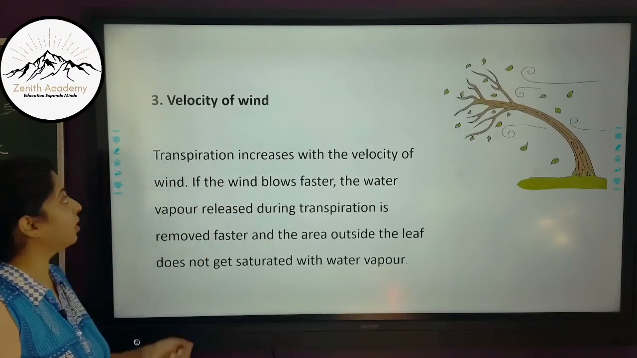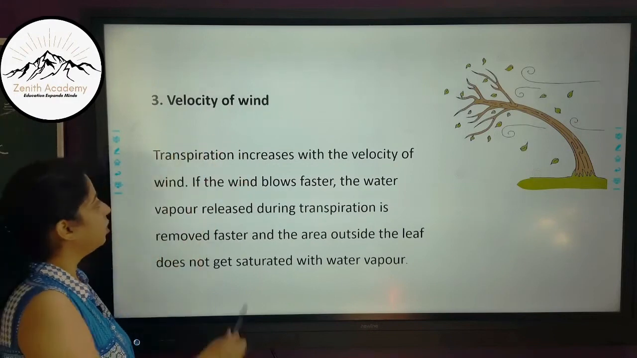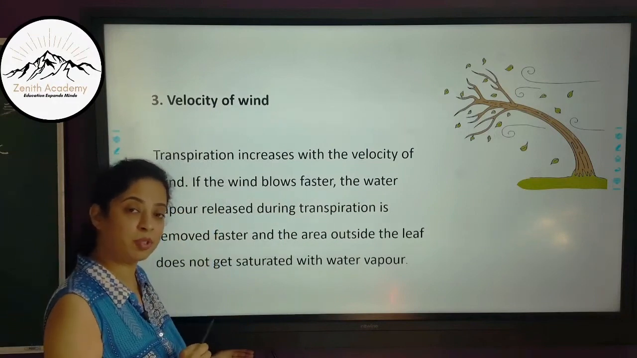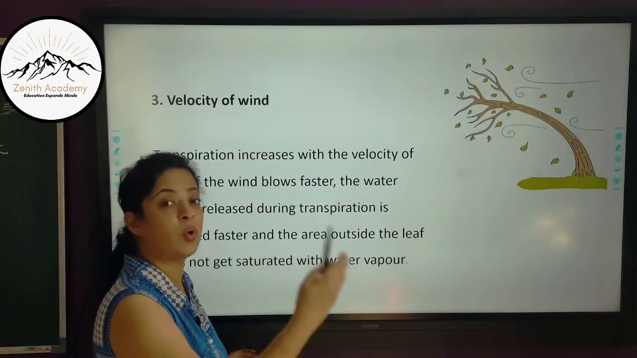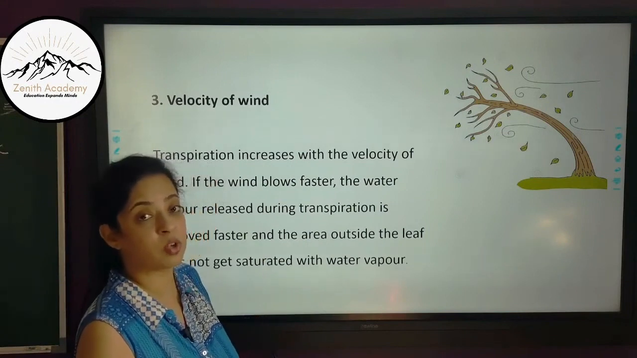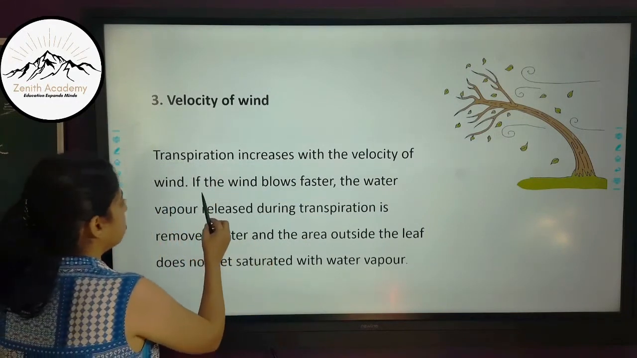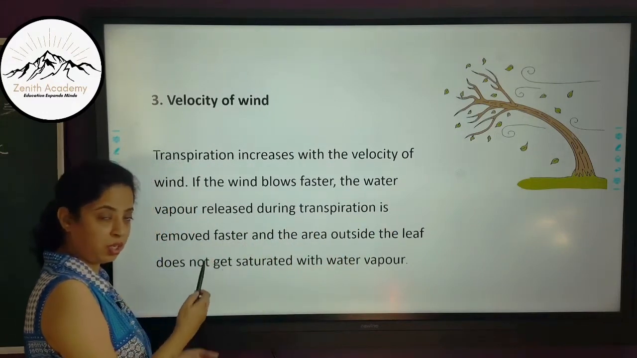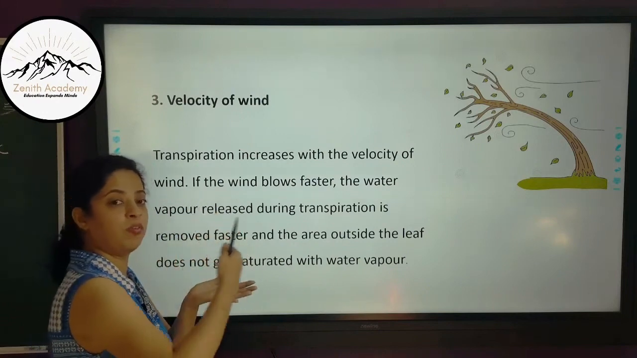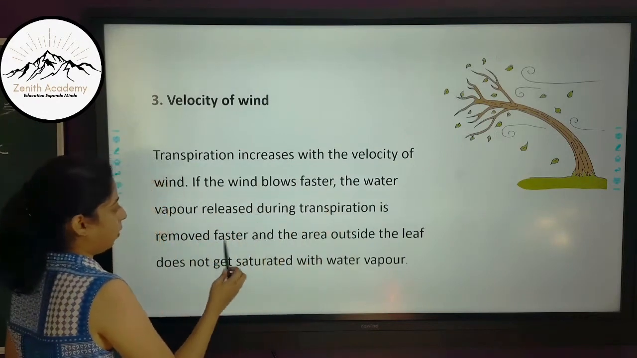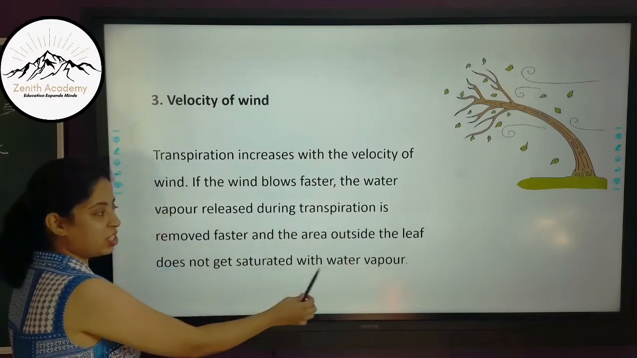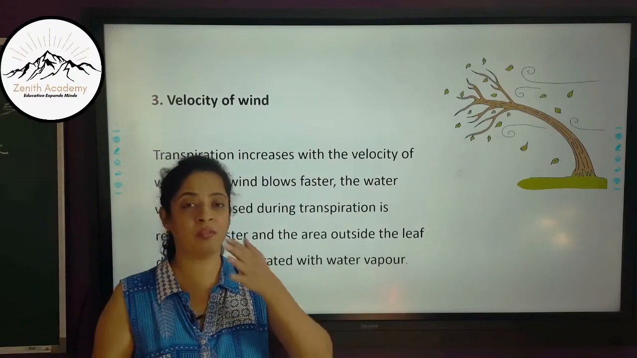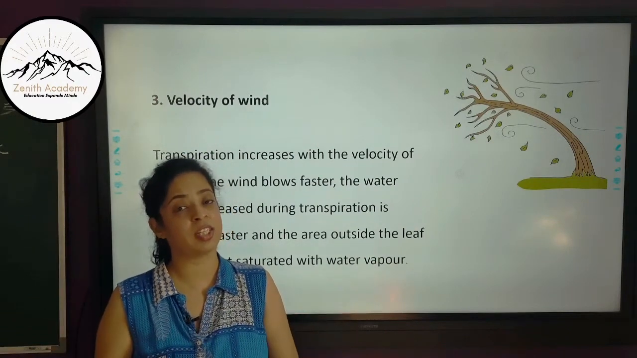The third external factor is velocity of wind. Transpiration increases with the velocity of wind. So transpiration is directly proportional to the velocity of wind. If the wind is flowing with a high speed, then the transpiration is also more. If the wind blows faster, the water vapor released during transpiration is removed faster. So from the nearby area, the water vapor is removed faster, and the area outside the leaf does not get saturated with water vapor. It is the same as evaporation. In evaporation also, when the velocity of wind is higher, the evaporation is higher.